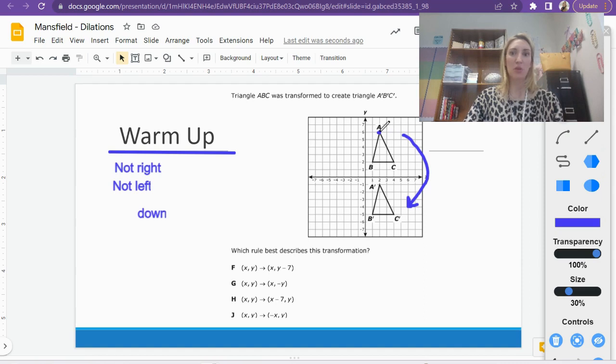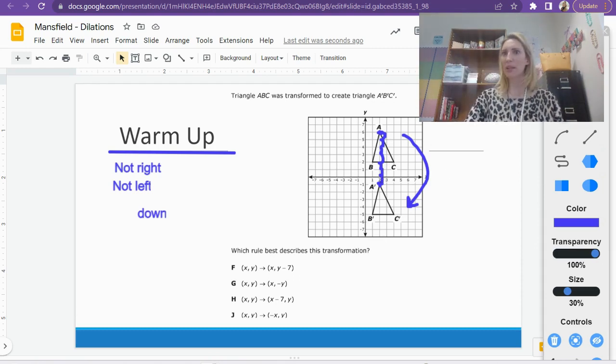So let's start. I will pick point A. You can pick whatever point you prefer. So from this point A to this point A, how much is it moving? So let me see. 1, 2, 3, 4, 5, 6, 7, right? It's moving 7 units down. So let me write this over here on your notes, please. 7 down. It's moving 7 units down.